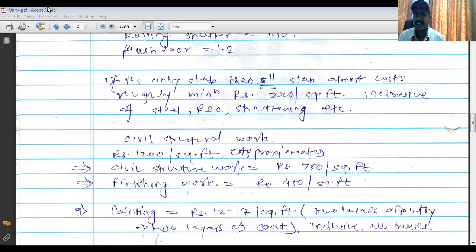Pranav, with material it is 1500. Okay, Pranav, where you have located? And Rutvik, with material 1400.